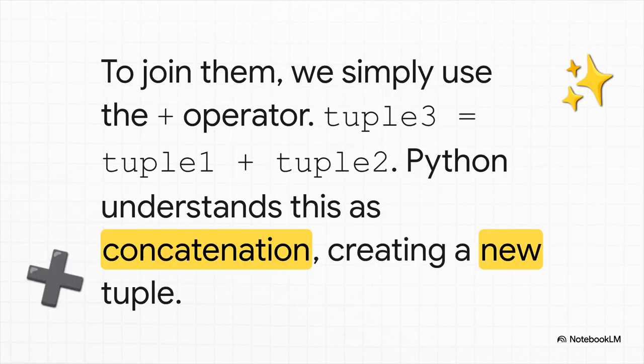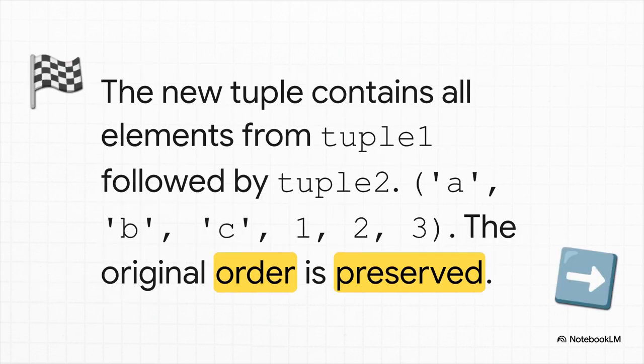That kind of flexibility is a big part of what makes tuples so handy. And joining them? It could not be simpler. We just use that plus operator. See? Tuple 3 equals tuple 1 plus tuple 2. When Python sees you trying to add tuples like this, it's smart. It knows you don't mean math. You mean, hey, stick the second one right on the end of the first one. And boom, there's the result. Our new tuple 3 contains every single element from tuple 1, immediately followed by every element from tuple 2. And the original order is kept perfectly. It's just such a clean and predictable way to merge your data.